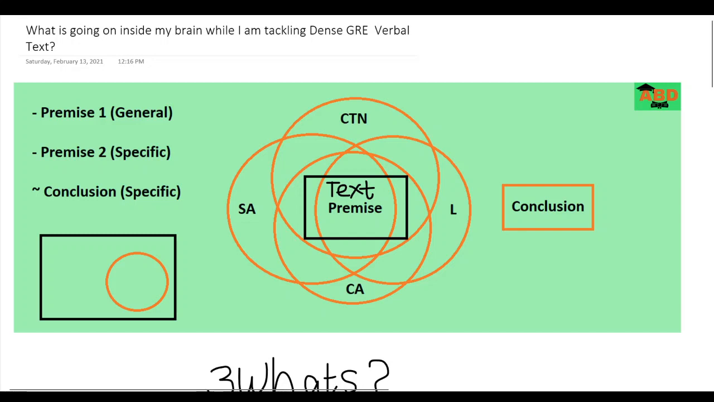Today, what we're gonna do is look into the three what's method and have a deeper dive into this method, how it works, and what the major components are that one needs to take into consideration in order to make it work effectively.